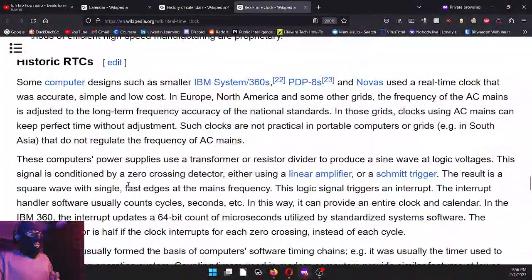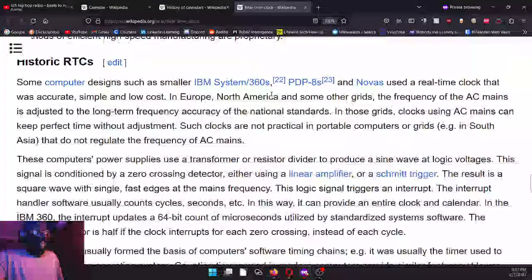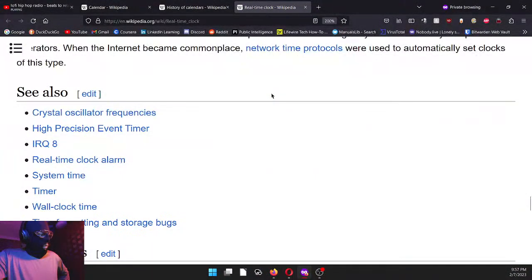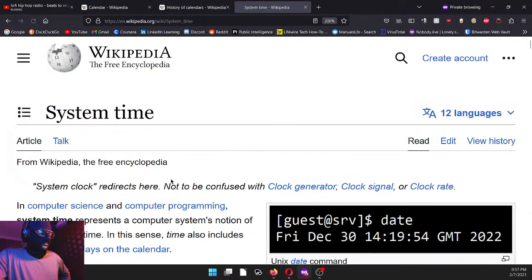And historic RTCs. Some contemporary designs, such as the smaller IBM System/360s and PDP-8s and Novas, used a real-time clock that was accurate, simple, and low cost. All the big three. And yes, they follow other things. So you also have other things like the system time, the clock time, and time formatting and storage bugs. I'm curious, what is the difference between real-time clock and system time?